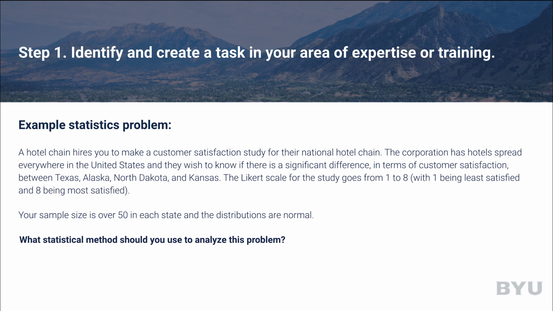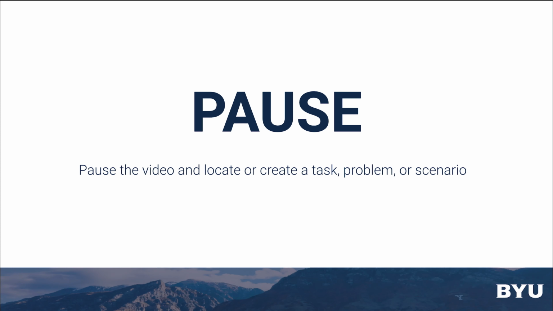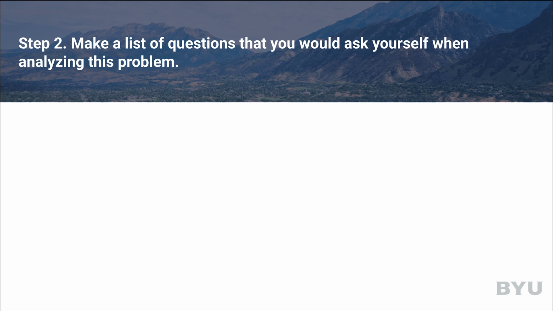We will use a basic statistics course as an example for this video. Here is a problem in the assignment where students are meant to identify the correct statistical method they would use to analyze the question. Pause the video and locate or create a task, problem, or scenario. Once you have either located or created a scenario or task here, make a list of questions that you would ask yourself when analyzing this problem.